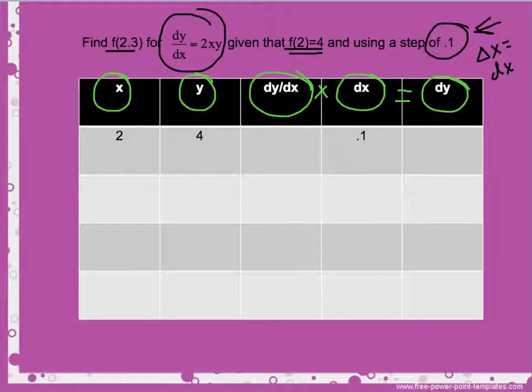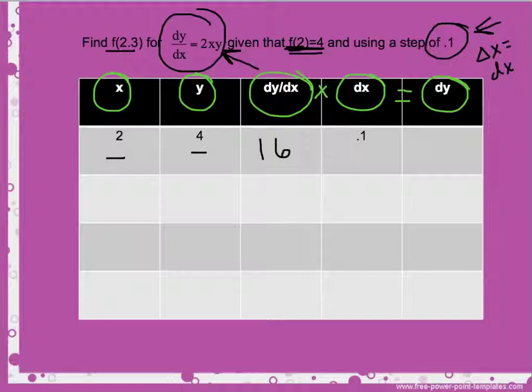So let's start. I've already filled in the first numbers in my table. They told me my initial condition of (2, 4), so x was 2, y was 4. Now I use my slope, or my differential equation, to find the slope. So dy/dx is 2 times x times y, which would be 16.